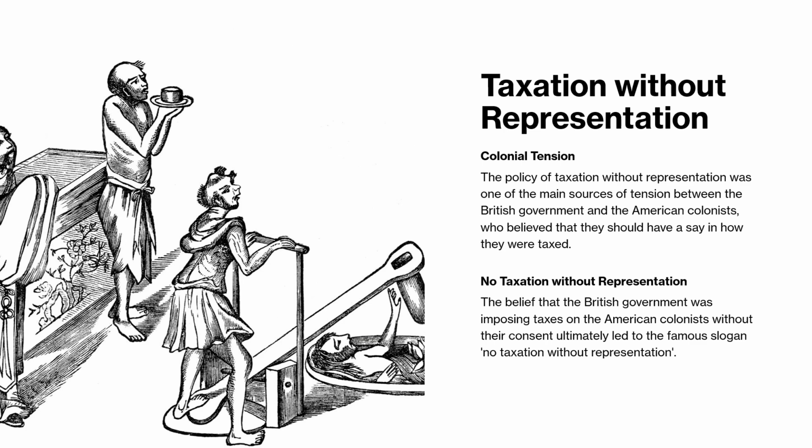Taxation without representation. Colonial tension. The policy of taxation without representation was one of the main sources of tension between the British government and the American colonists, who believed that they should have a say in how they were taxed. The belief that the British government was imposing taxes on the American colonists without their consent ultimately led to the famous slogan, "No taxation without representation."